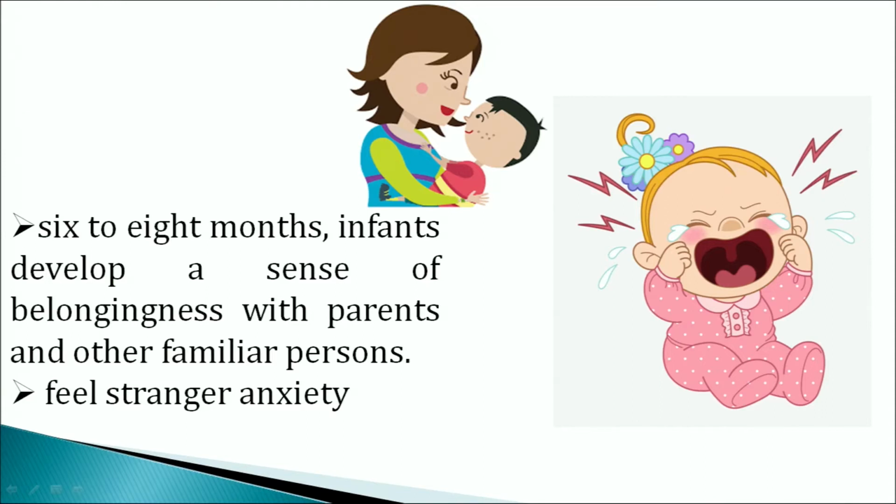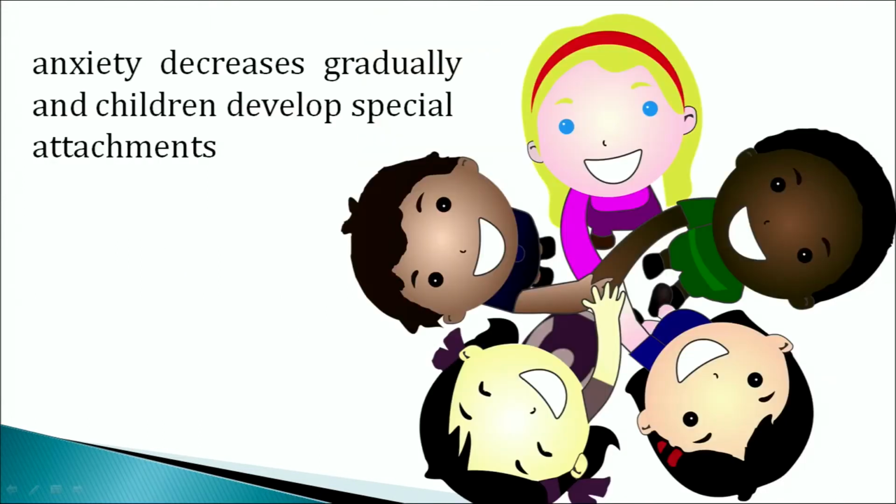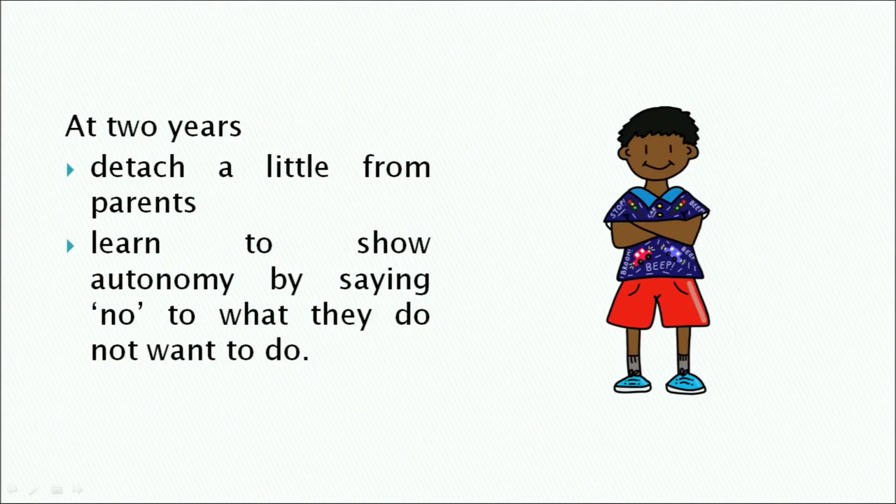It is seen that infants feel stranger anxiety, that is, fear of being separated from their primary caregiver, when they complete the first year of their life. The anxiety decreases gradually and children develop special attachment by the age of 2 years. Children begin to detach a little from their parents and learn to show autonomy by saying no to what they do not want to say.